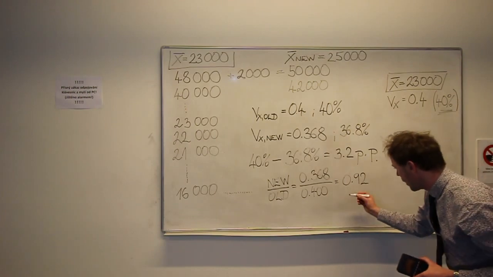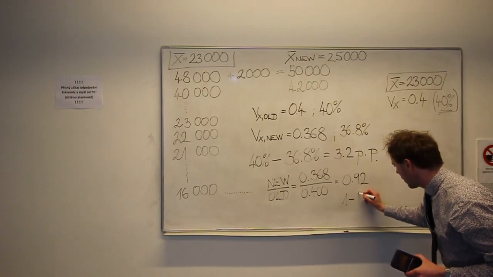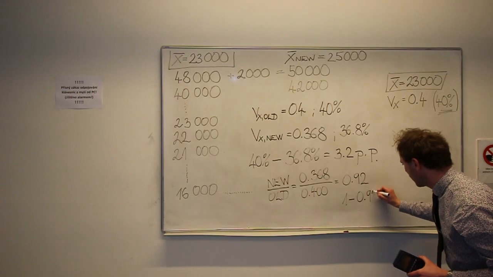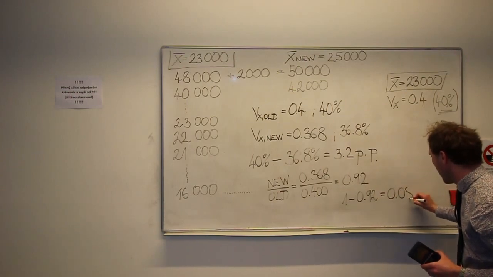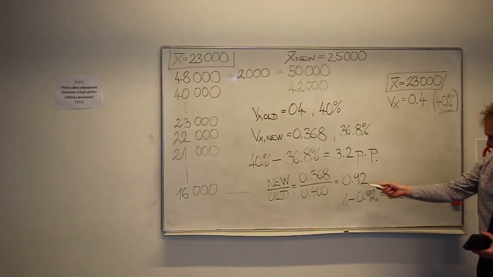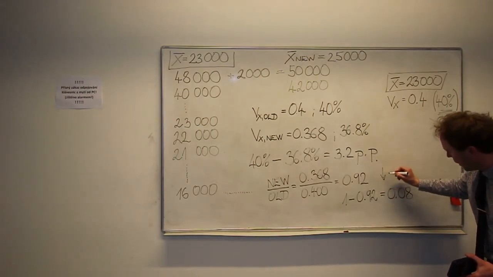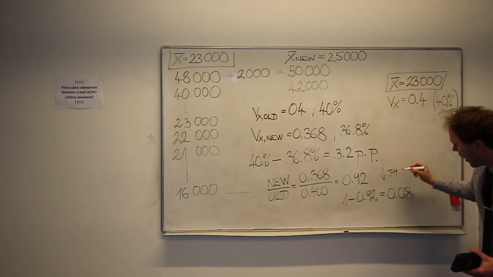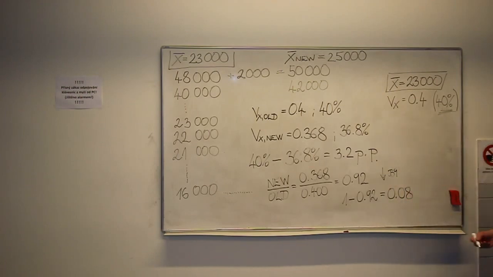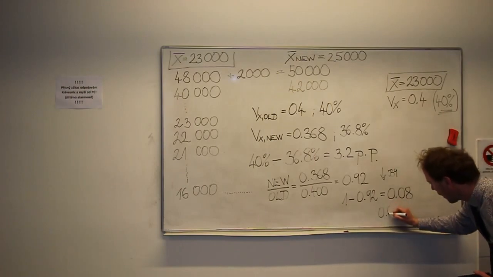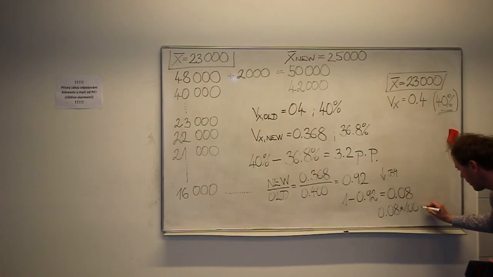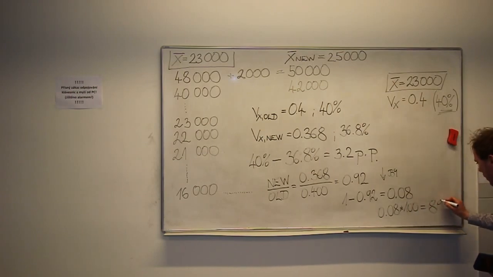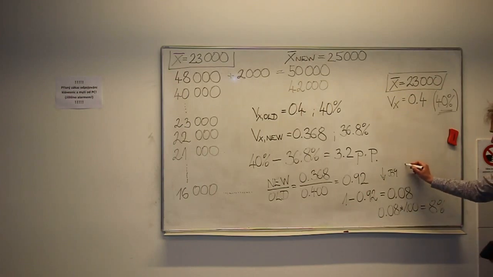In our situation, 1 minus 0.92 is equal to 0.08. It decreased by, and you are able to interpret this in percent. 0.08 multiplied by 100 is equal to 8%.